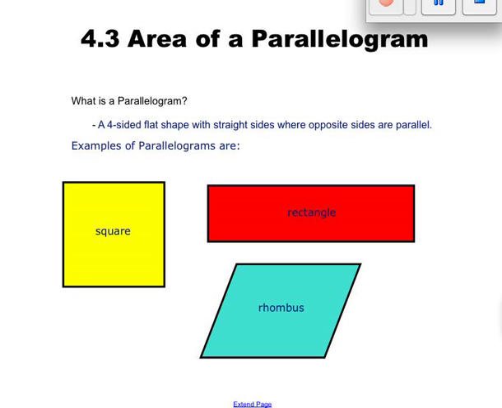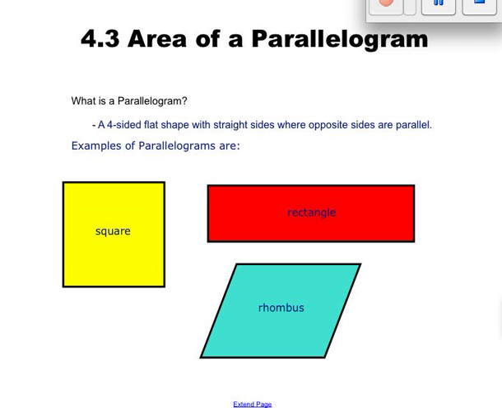Okay, section 4.3, area of a parallelogram. We're going to start off by asking, what is a parallelogram? Well, a parallelogram is a four-sided flat shape with straight sides where the opposite sides are parallel.